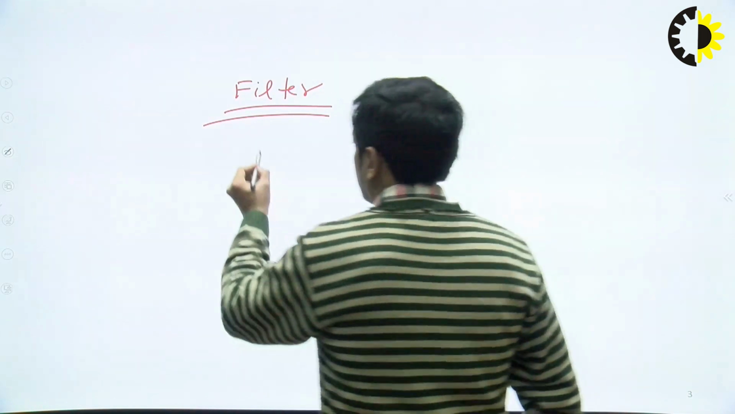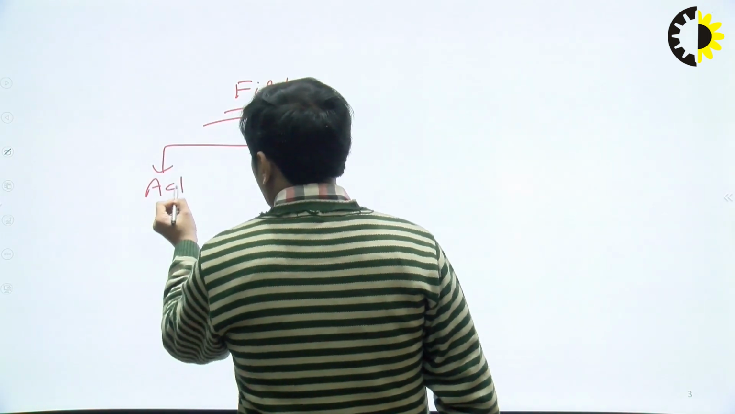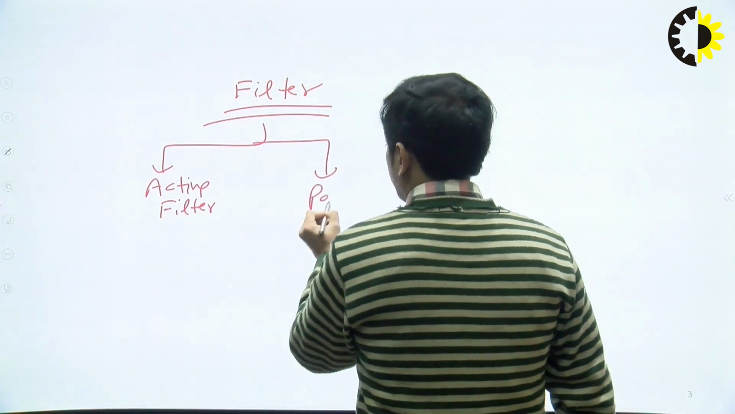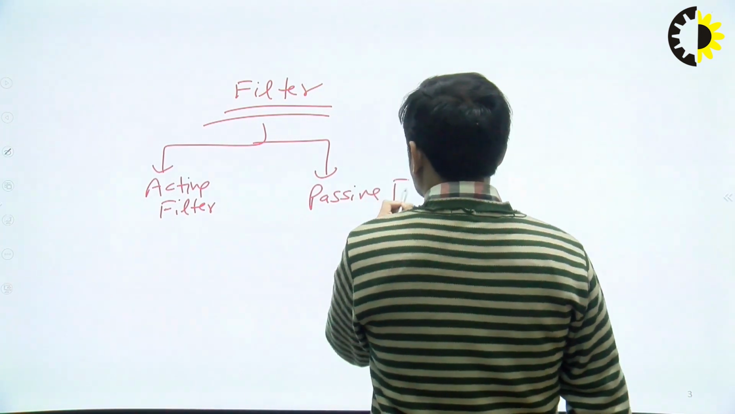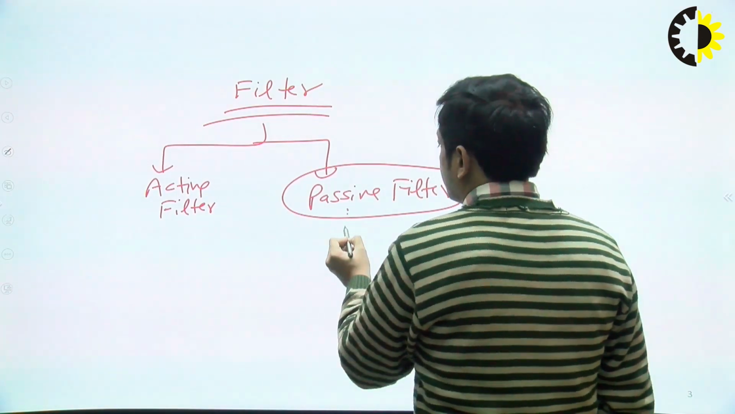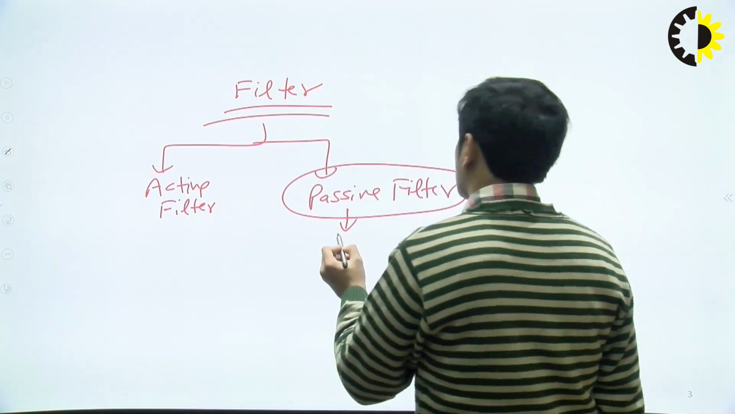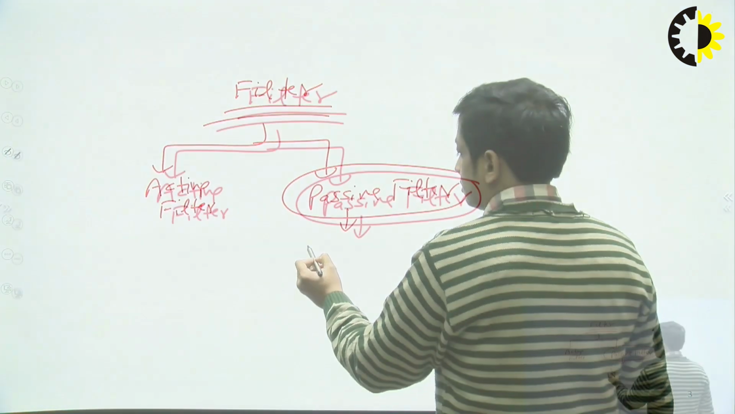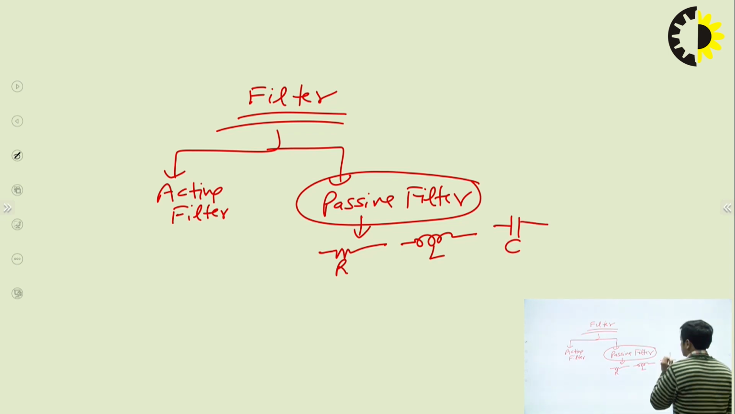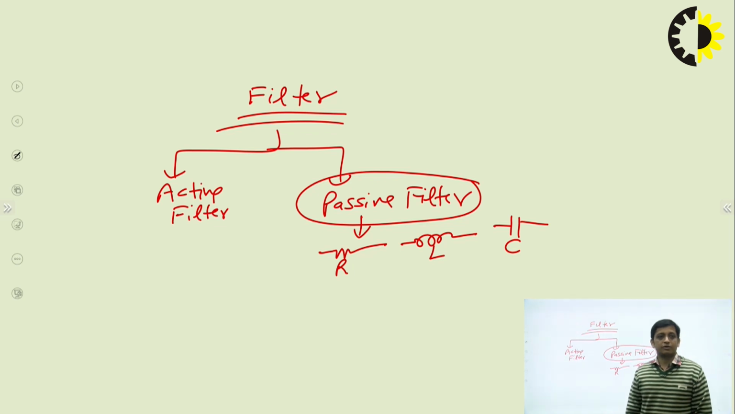Mainly filters are of two types. One is active filter and the other one is passive filter. In passive filters, only passive elements are used. It means that passive filters are made up of three components. One is resistor R, another one is inductor L, and the third one is capacitor C. So passive filters are the filters which are made up of passive elements, for example resistor, capacitor and inductor.